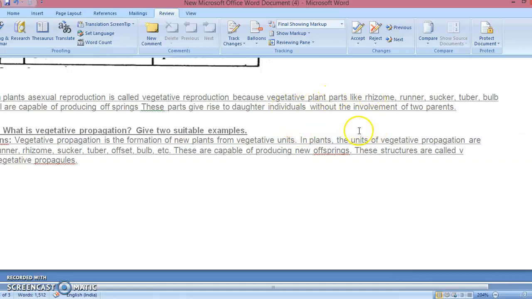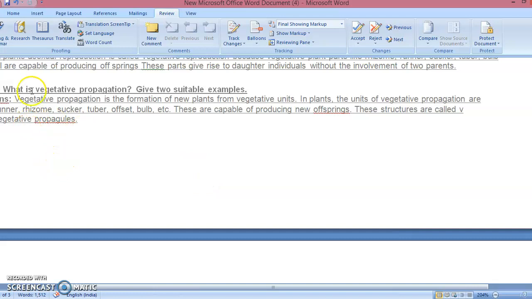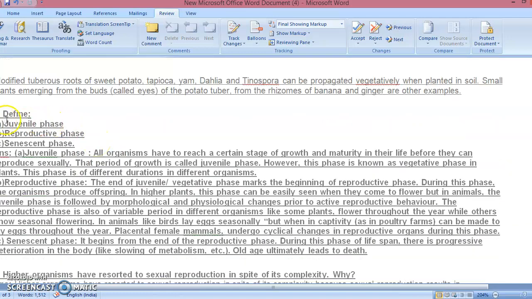Vegetative plant parts such as rhizome, runner, sucker, tuber and bulb are known as vegetative propagules. They are capable of producing offspring. Okay. Then again the same question: what is vegetative propagation? We discuss the answer now. And don't forget to use this term, vegetative propagules. Okay, vegetative propagules. Then define juvenile phase, reproductive phase and senescence phase, that we already discussed in yesterday's class.